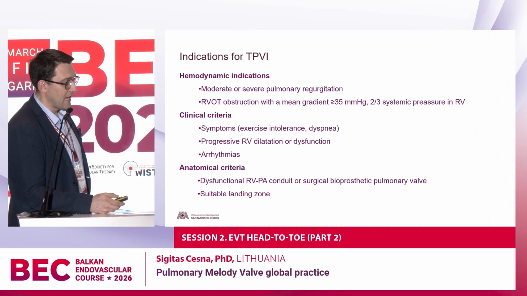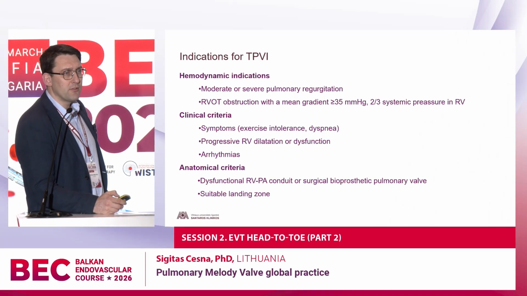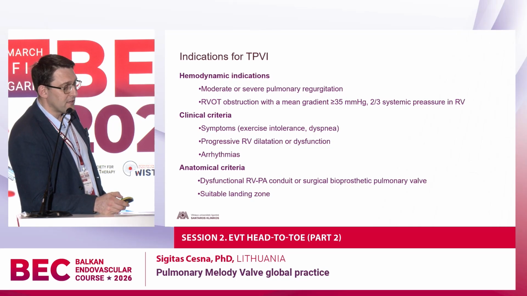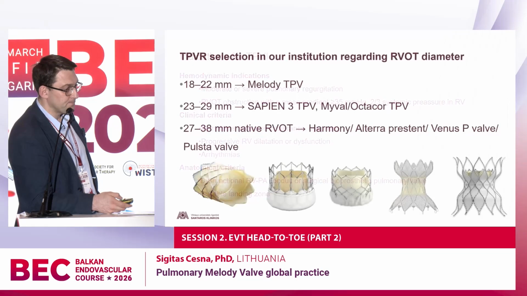Regarding the indications, we have some criteria. Either it's moderate or severe regurgitation or severe stenosis, which mainly is more than 2/3 of the systemic pressure in the right ventricle. In a clinical scenario, the patients may have exercise intolerance, dyspnea, progressive RV dilatation and dysfunction, and some arrhythmias, mainly ventricular arrhythmias. And we have to have good anatomical criteria, with suitable dimensions of the pulmonary artery and a suitable landing zone.